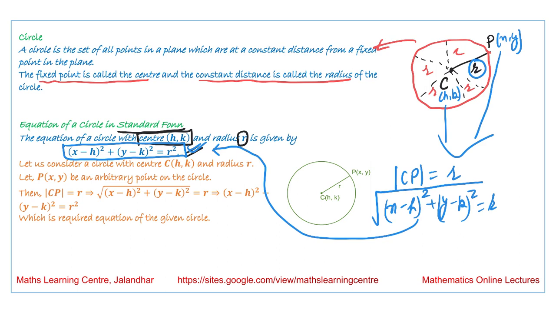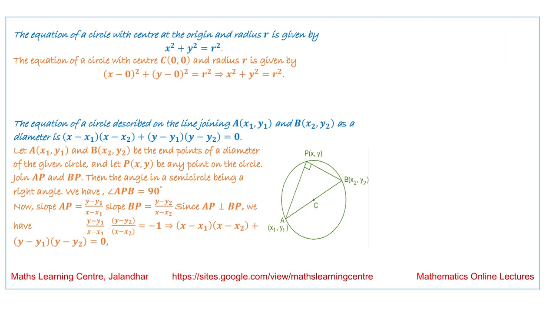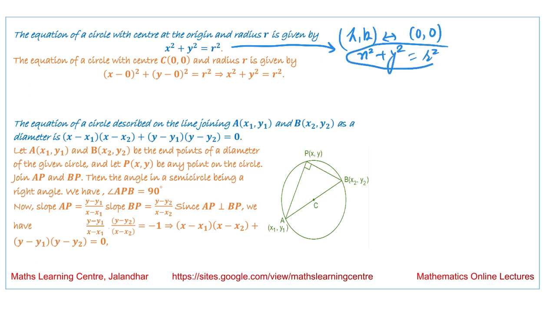They represent a circle. Next is the equation of the circle with center at the origin. In place of (h, k), the point we have is (0, 0). When we substitute these values, the equation will become x squared plus y squared is equal to r squared. In place of (h, k), we have substituted (0, 0).